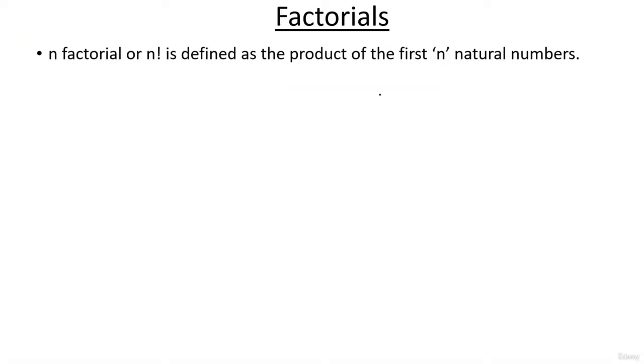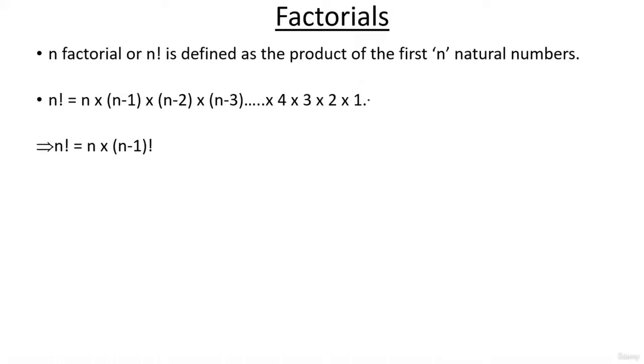So basically any number n factorial is the product of the first n natural numbers. Remember that n factorial is n into (n minus 1) factorial. For example, 5 factorial is as good as 5 multiplied by 4 factorial. If you compare, 5 factorial is 120, and 5 into 4 factorial is 5 into 24. Makes sense? The answer will be 120 only.